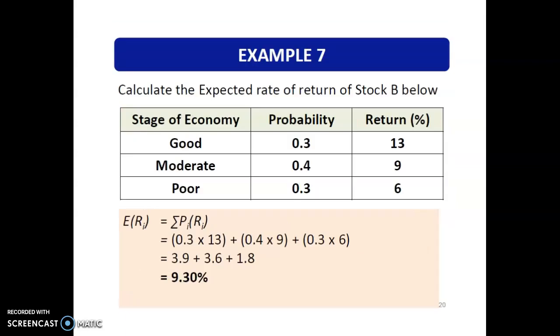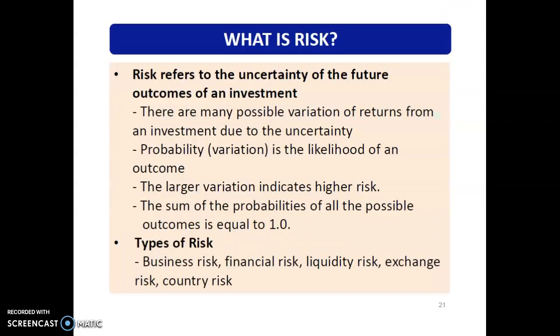So, what if the question gives the value of probability? If there is a probability, you need to incorporate the value of probability in your return. So, that is how you get the expected return of 9.3. It is going to be like this: the probability times the return for the good condition, and then 0.4 times 9, and we do it until the end.